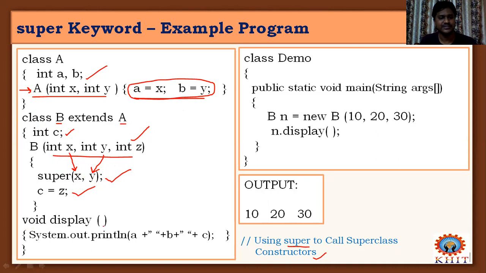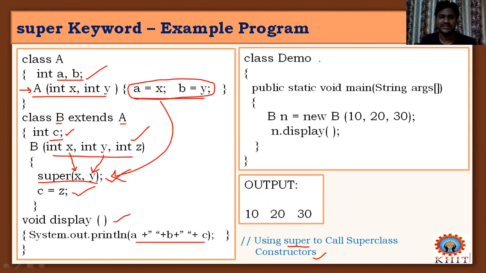And one method is defined inside class B for displaying the A, B, C values. This is the behavior of the subclass. One constructor uses the super keyword for calling the superclass constructor, and one method displays the instance variables A and B of the superclass and the instance variable C of the subclass.